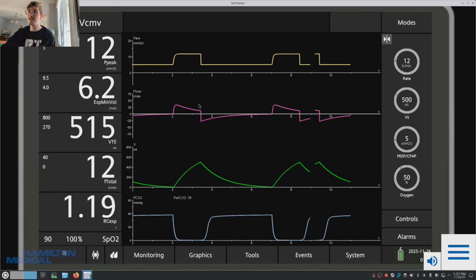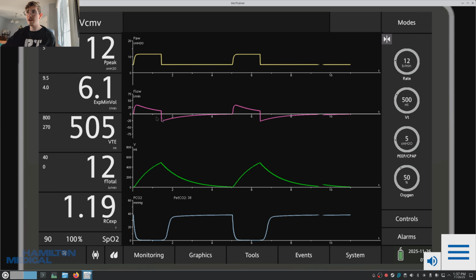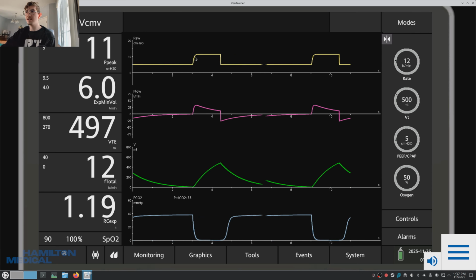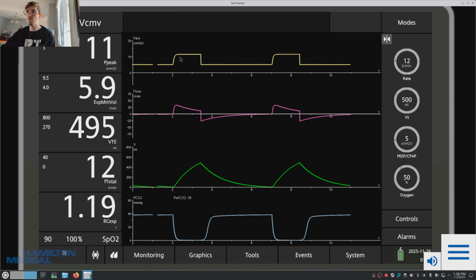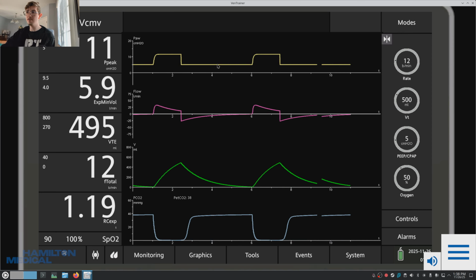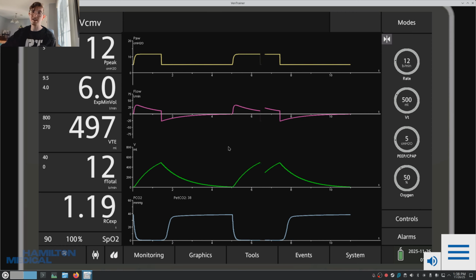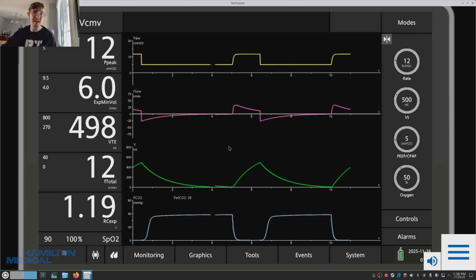You'll see that this waveform is going to look a lot more bowed out. You might see dips or rises in the pressure waveform. It might not be completely uniform. You might look at the patient and they just don't look like a happy camper.